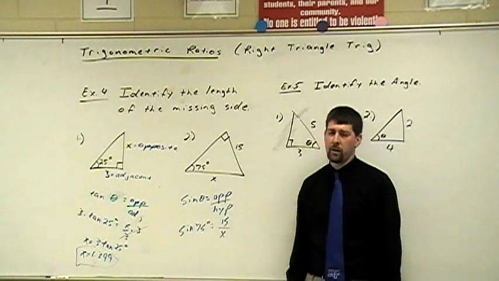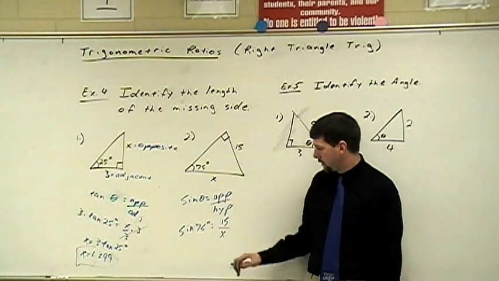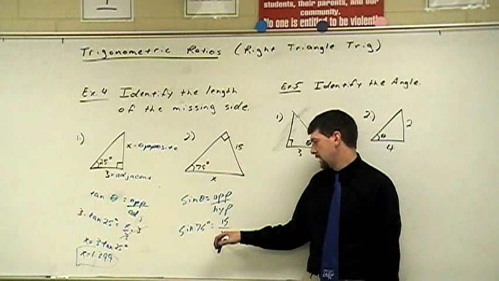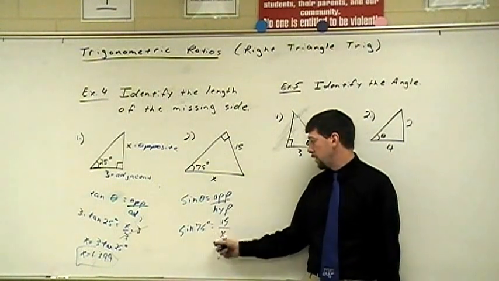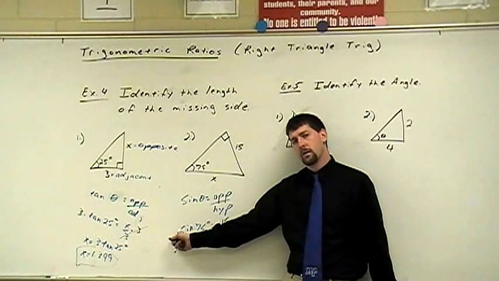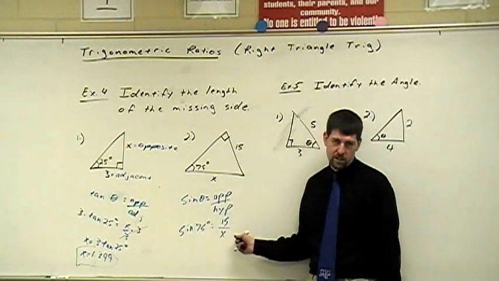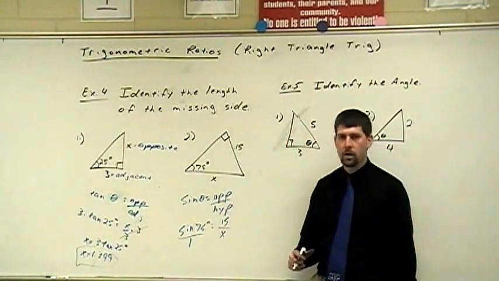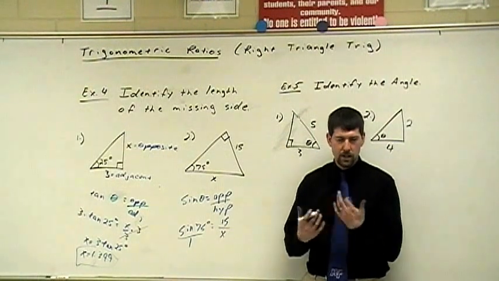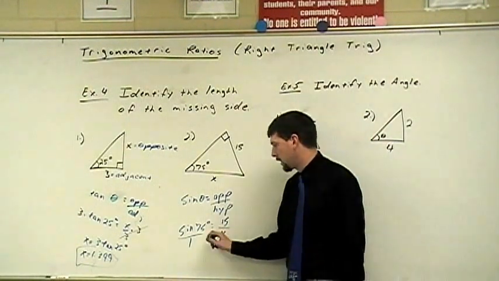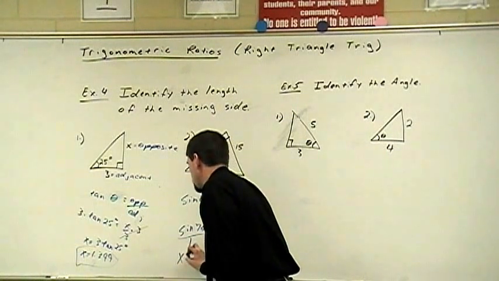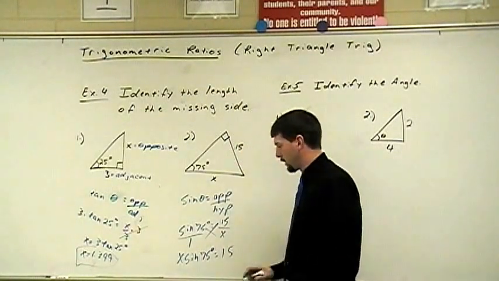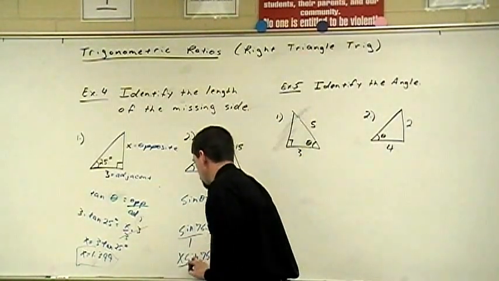And now we just solve. Now be very careful when you're working this one out. Realistically you want to get x by itself, but x is in the denominator. So I could multiply by x, that moves it over here, and then divide by sine of 75 to get it by itself. But most of the time when you see a variable in the denominator, you usually cross multiply and divide. So that's really what we're going to be doing. We're doing the same thing. Cross multiply: x sine of 75 degrees equals 15, and then divide by the sine of 75 degrees.